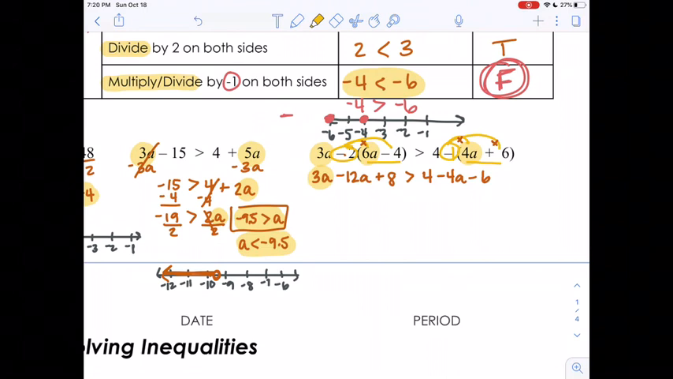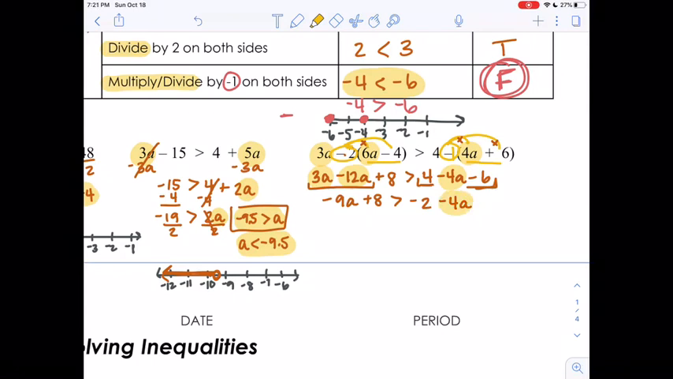Now I want to combine all my a's. I've got 3a minus 12a. Those are on the same side, so I'm just going to combine them. I'm not moving it to the other side, so I just do what it says. 3a minus 12a is negative 9a. I keep the plus 8. It's greater than. And then also on this side, I'll go ahead and do this. I have my negative 4a here, but then I have a 4 minus 6. Those are like terms, so I can go ahead and just combine those. 4 minus 6 is negative 2, and then I have negative 4a. So now I still have a's on both sides, but I simplified the left and I simplified the right.